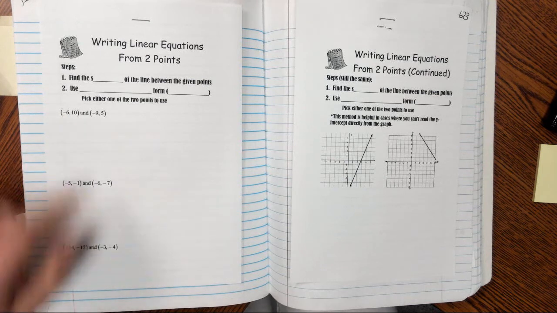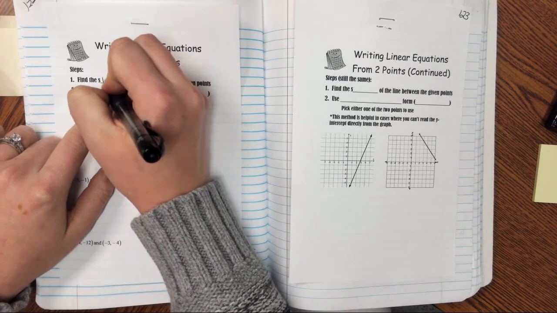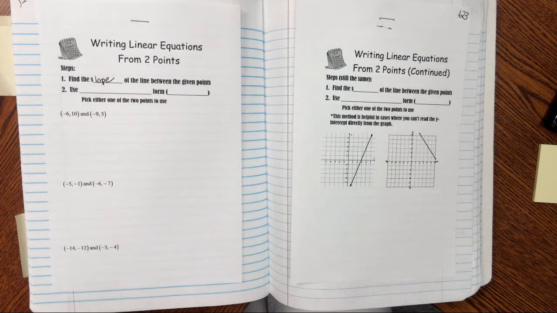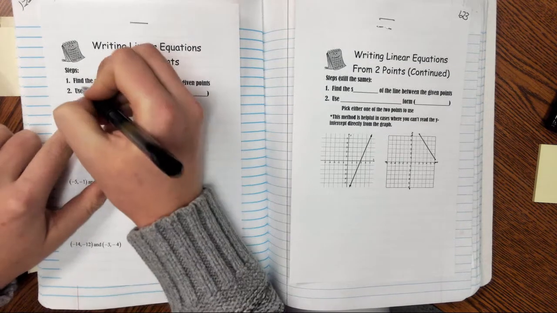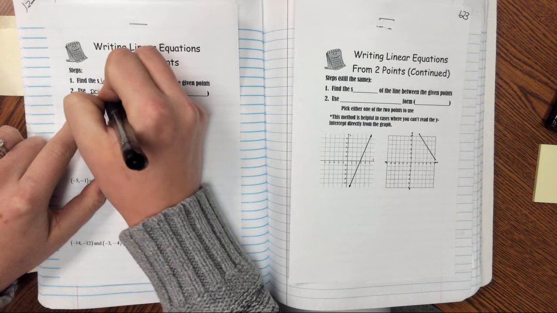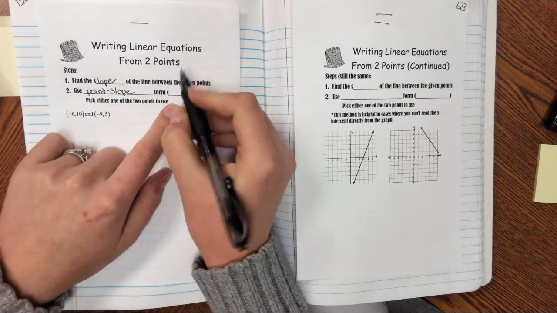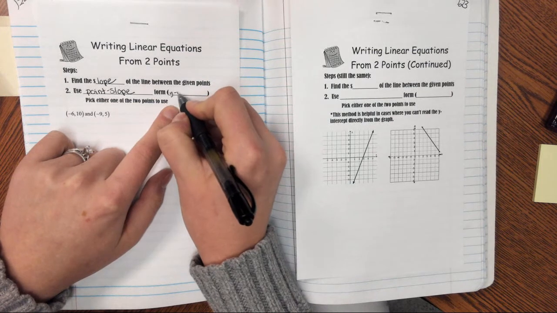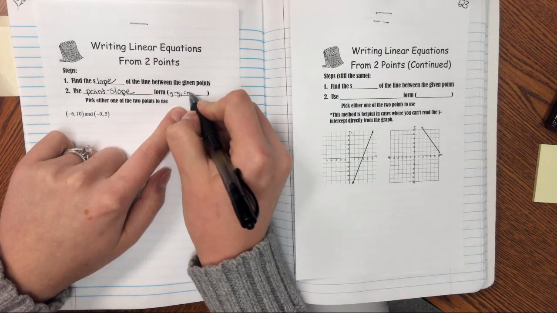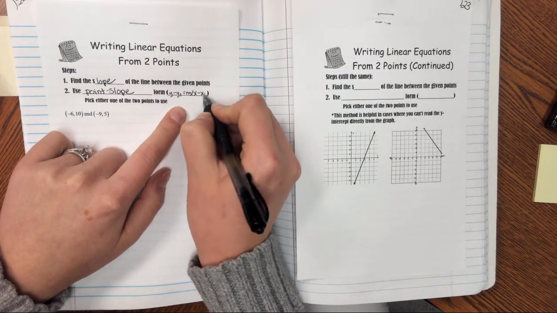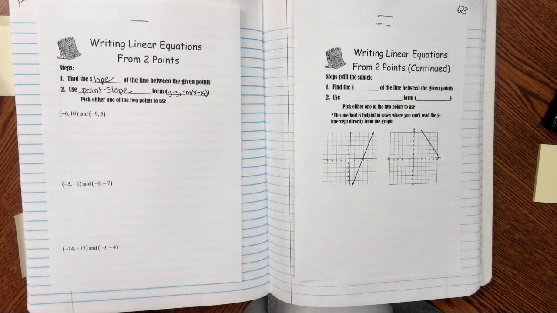So the steps: step 1 is to find the slope of the line between the given points. And step 2 is to use point slope form, and that form is y minus y1 is equal to m times x minus x1. And you can pick either of the 2 points to use in that point slope form. You'll get the same answer either way.